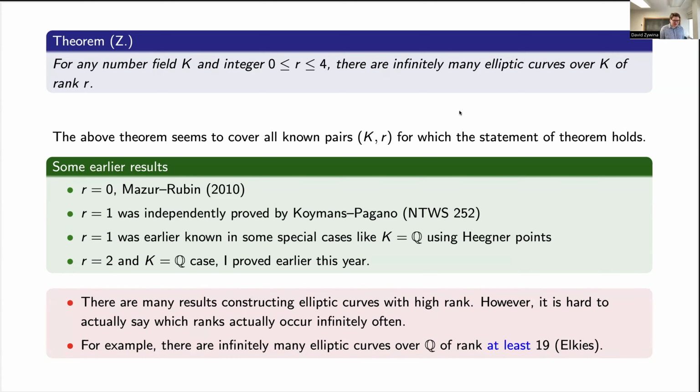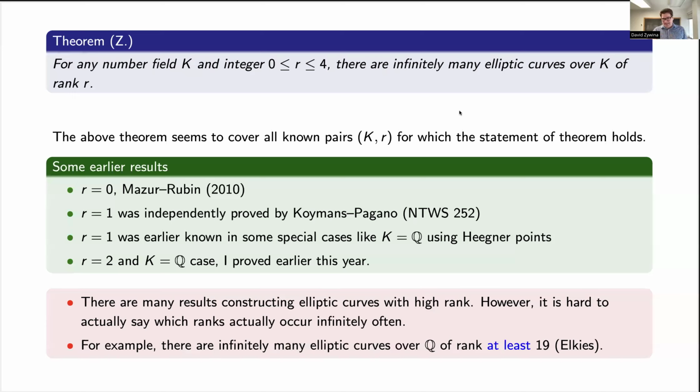And maybe just a remark, because sometimes when I present this, people feel like this should be known, as they're used to hearing about high rank elliptic curves. But it's actually hard to find the exact rank infinitely often. So there's an example here at the bottom. There are infinitely many elliptic curves over Q of rank at least 19. That's due to Elkies. That's the largest we know.